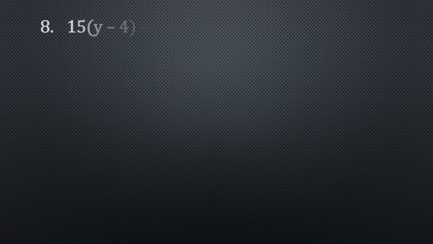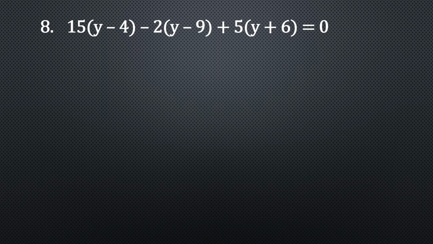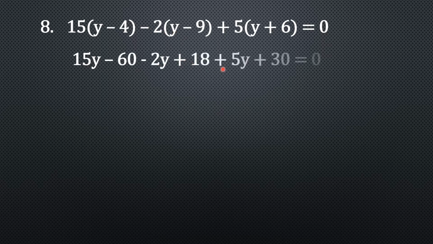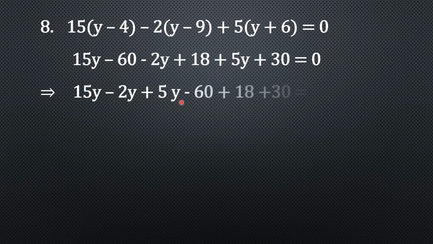Now the next question is 15(y minus 4) minus 2(y minus 9) plus 5(y plus 6) equals 0. So here again, first we will open all the three brackets. We get 15 into y, 15y, minus 60, minus 2 into y, minus 2y, minus 2 into minus 9, plus 18, plus 5y plus 30 equals 0. Now I am writing all the variables and numbers separately. We get 15y minus 2y plus 5y, minus 60 plus 18 plus 30.